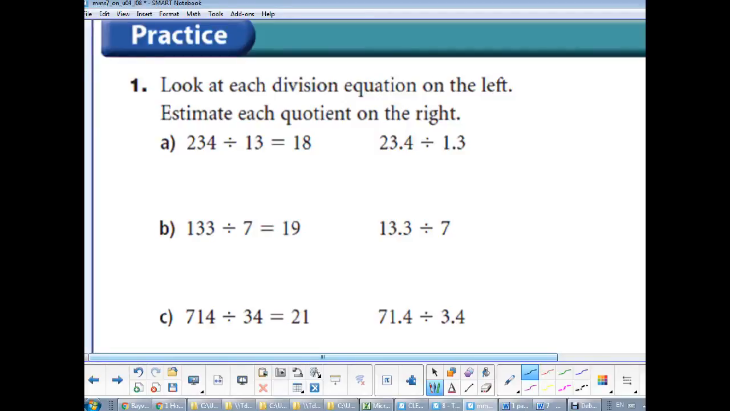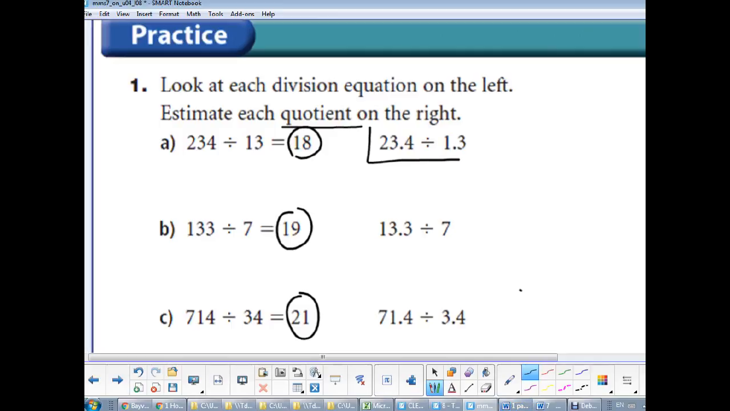Okay, so we're looking at section 4.8, question number 1. And it says, look at each division equation on the left, estimate each quotient on the right. So let's be reminded that the quotient is the answer. So quotient means the answer. So it's talking about all of these numbers right here. And they're saying, can we then estimate what the answer would be here?